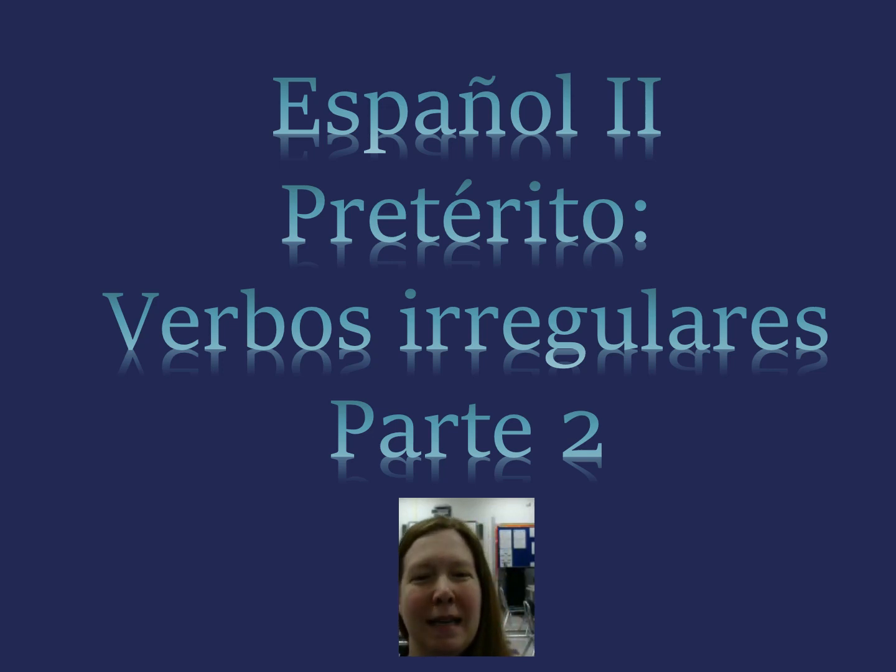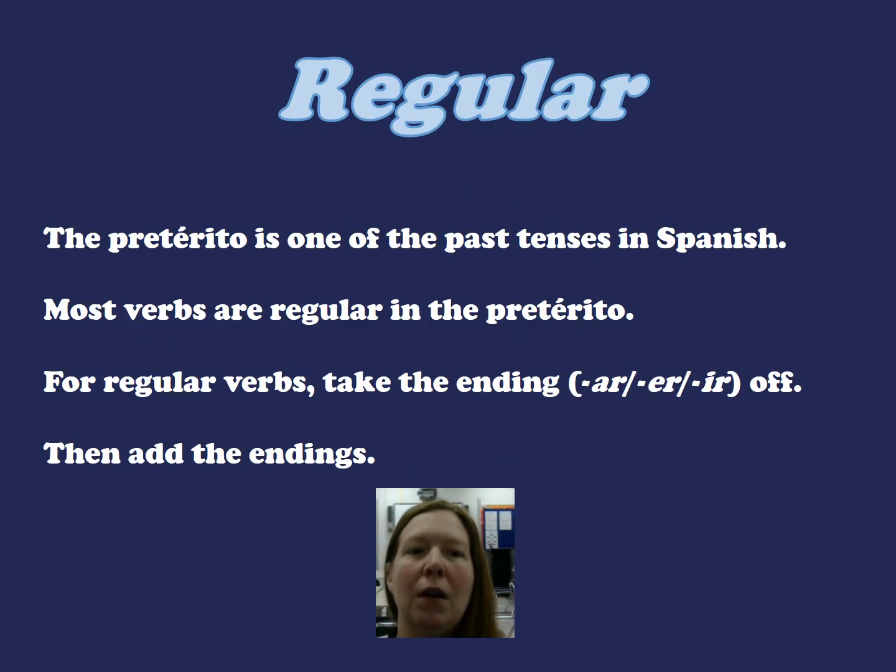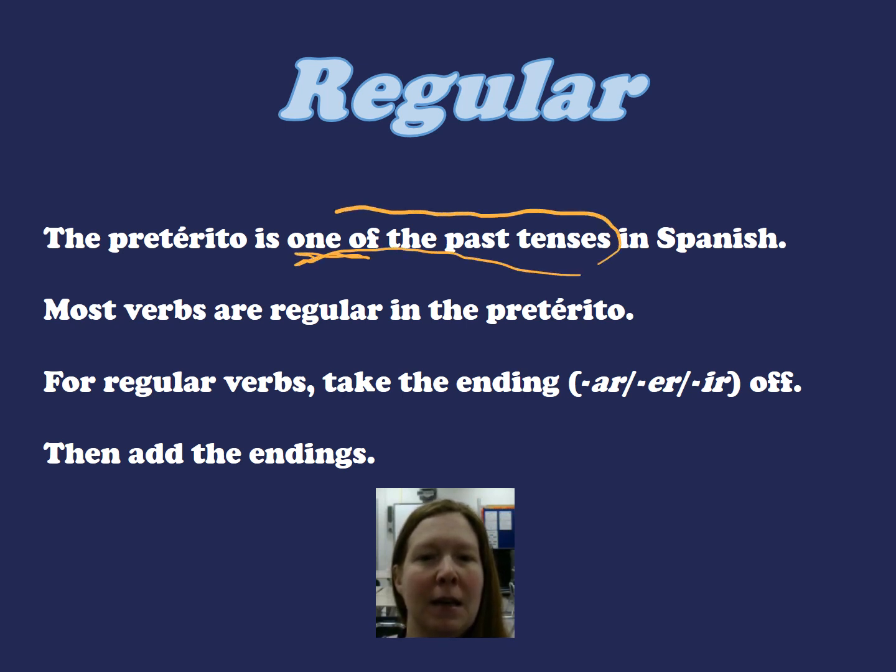Español 2, pretérito, verbos irregulares, parte 2. The pretérito, again, is one of the past tenses in Spanish. It's really important to remember that it's just one of the past tenses because next year you will learn another past tense. So it's really important that you remember we're only dealing with one of them.